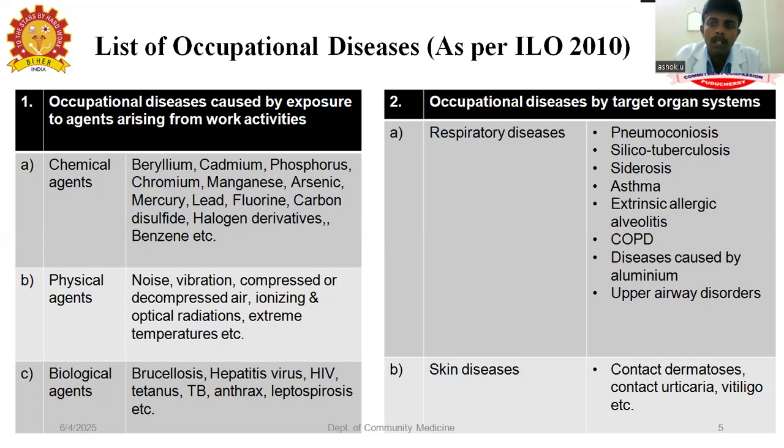Then we have occupational diseases by target organ systems. In this we have respiratory diseases like pneumoconiosis, tuberculosis, then cirrhosis, which is due to excessive exposure to iron. Then we have asthma, extrinsic allergic rhinitis, COPD, diseases caused by aluminum, and upper airway disorders. Those involving the skin can lead to contact dermatosis, contact urticaria, vitiligo, etc.